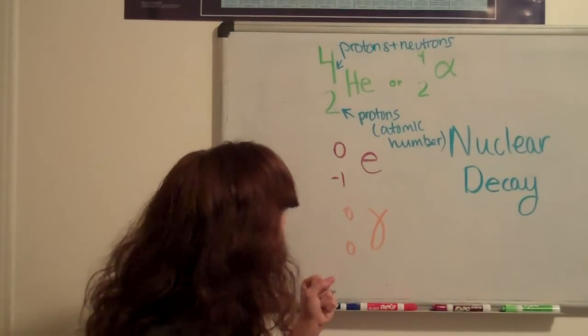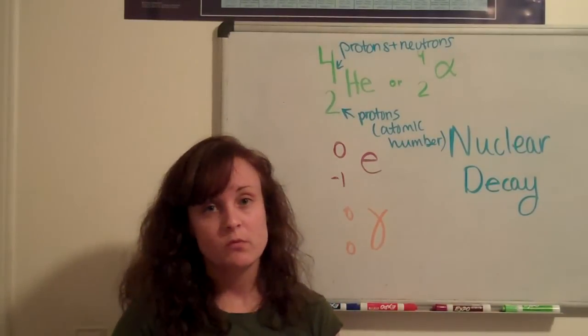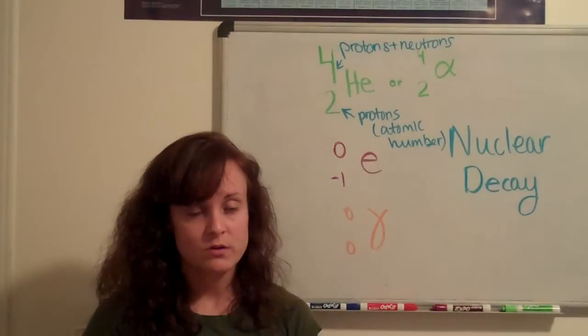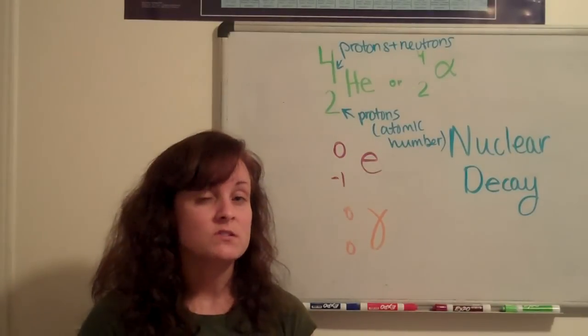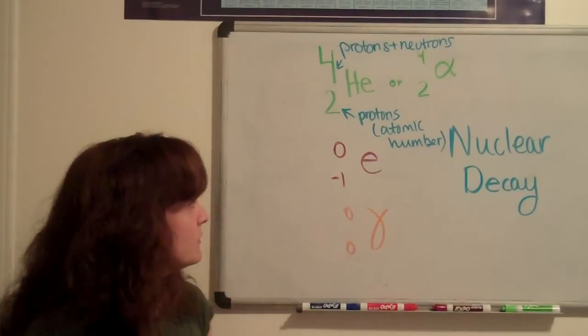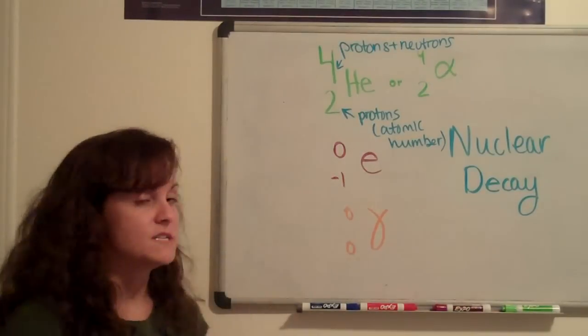Also, there may be a disproportionate amount of protons to neutrons, so there needs to be a certain ratio of protons and neutrons in the nucleus in order for it to be stable, and when there's not, it will actually undergo a certain type of decay. The three that we're going to be talking about today are alpha, beta, and gamma decay.